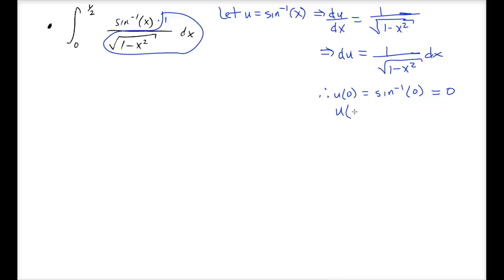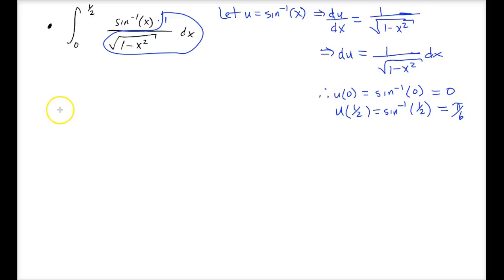And u of 1/2 is just going to be sine inverse of 1/2, and that is going to end up equaling pi over 6. And so I'll give an explanation for this. Whenever we're dealing with sine inverse, we do need to actually realize what's going on with that. From a simple standpoint, since the limits of integration are within the range of sine inverse, then we can just use what's called the cancellation property.